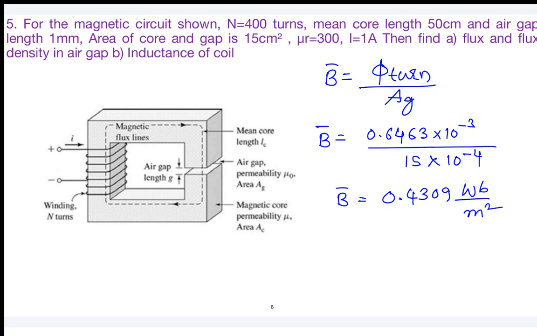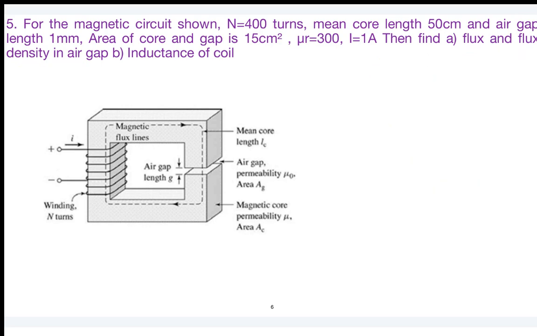Okay, so the first question is over. You calculated the flux and the flux density. And the next thing is to find the inductance of the coil. So how to find the inductance of the coil? Same thing. You can apply the KVL. If you are not aware, you apply the KVL. So what is that? Ni is equal to flux times the reluctance of the core plus air gap.